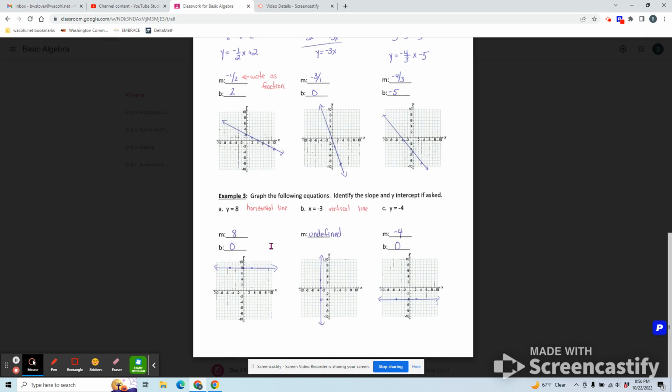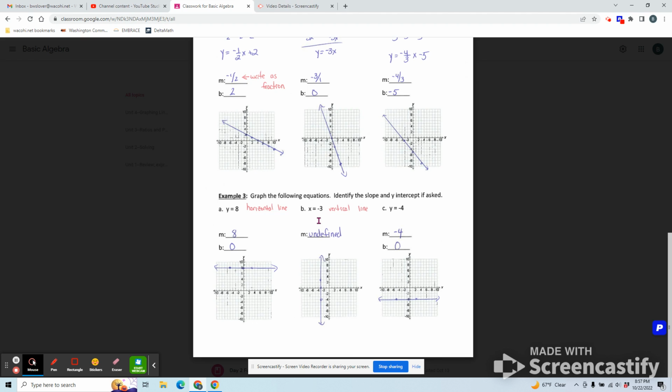Now the last part of the notes are the special equations, if you will. So yes, we want them in y equals mx plus b form, but what if it's just a y equals a constant or an x equals a constant? What does that mean? Well, that means you have a special type of line, either a vertical or a horizontal line.